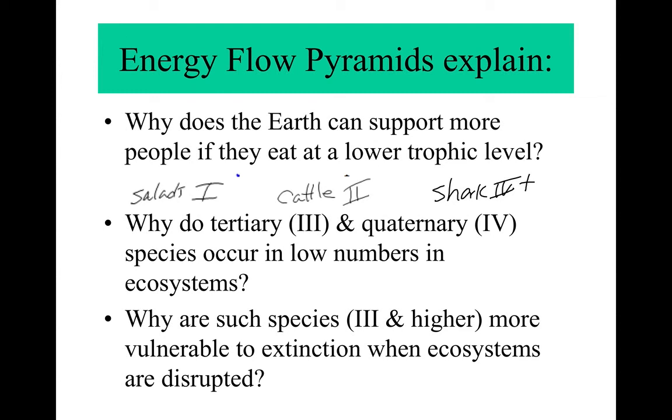So why do tertiary and quaternary species occur in low numbers in ecosystems? Keep that pyramid in mind as you recognize that the energy available to them within the ecosystem just decreases as you go up. And lastly, why are such species, levels 3 and higher, more vulnerable to extinction when ecosystems are disrupted? Anything that degrades that ecosystem so that it will not support as many prey is going to put those top predators at risk because there will just not be enough energy within the ecosystem to support them.